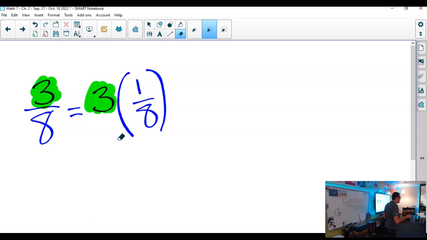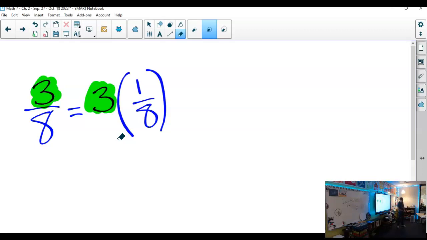Look at 211, question 29B. Yo, look at 29B. 29B is 3/8, and it asks us to make it a decimal.